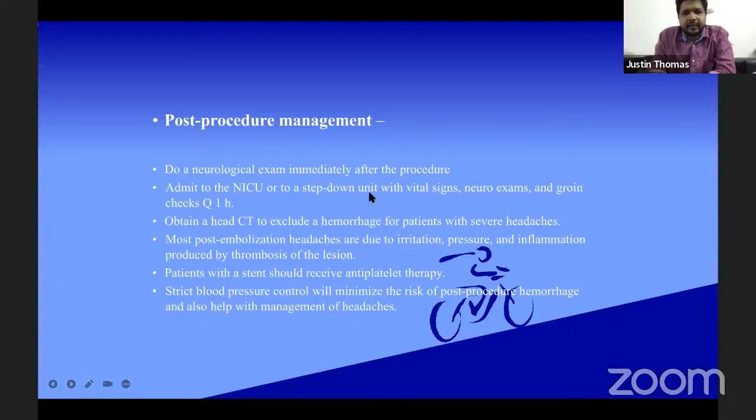So after the embolization of AVMs, there should be an immediate assessment of neurological status. The patient should be admitted to ICU, and the vitals and other neurological examination should be done hourly. And if there is a complaint of headache, then the CT should be repeated. Sometimes headache can be due to irritation by the embolizing agent and inflammation. In those cases, steroids are useful, and antiplatelets can be used if there is any placement of stent, and strictly monitor the blood pressure.